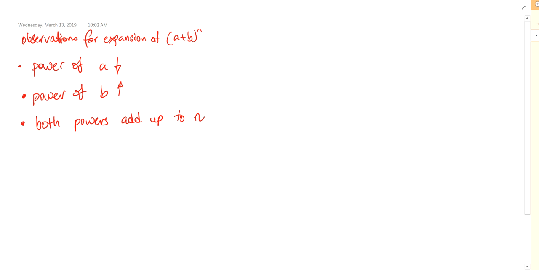Is that true for everything else? Yes. Including the very last term, for example? 0 plus 5, oh, we have 5 also. Okay, looks like it's true. Any more? Yes, Sun? The coefficient is the same as (1 plus b) to the power n.